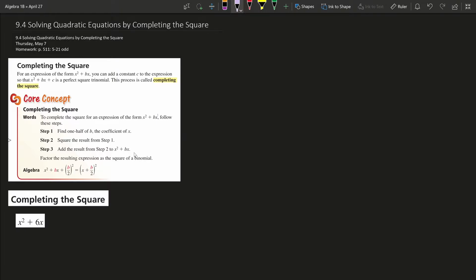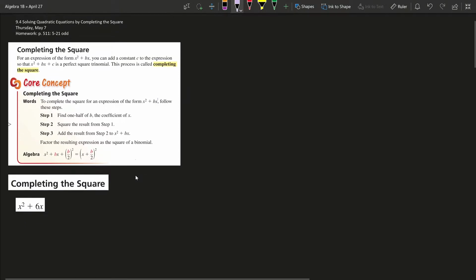And then you would add your answer back to the original equation, right? So you could add whatever your answer from step 2 back to this original equation. And whatever your answer is, b over 2, that will also be part of the final answer. So it's an easy shortcut for you. So this might be a little confusing, so let's go ahead and try it out.